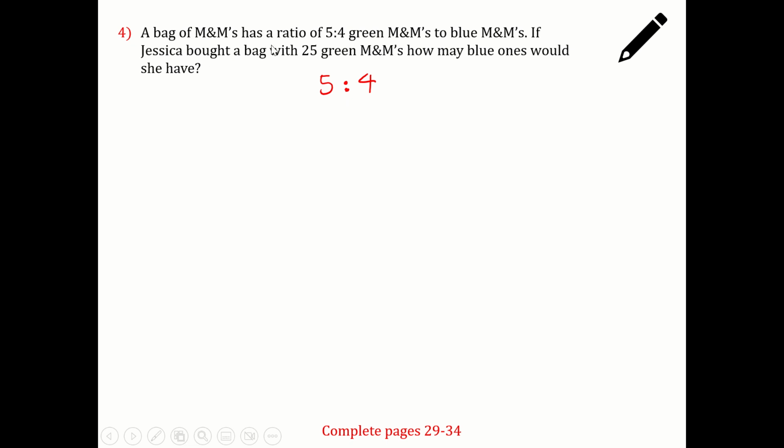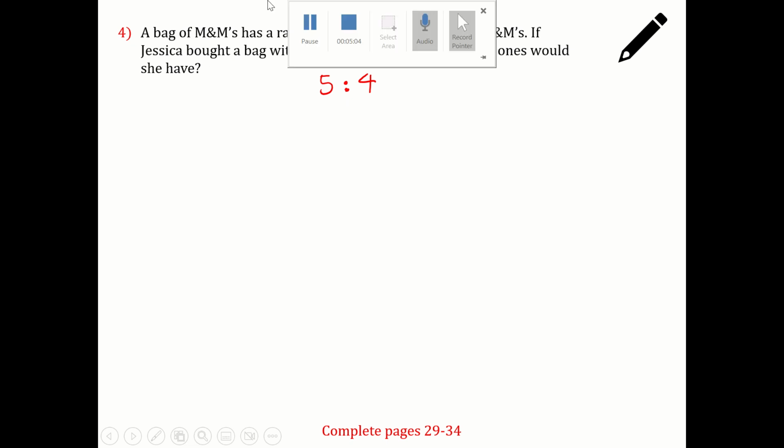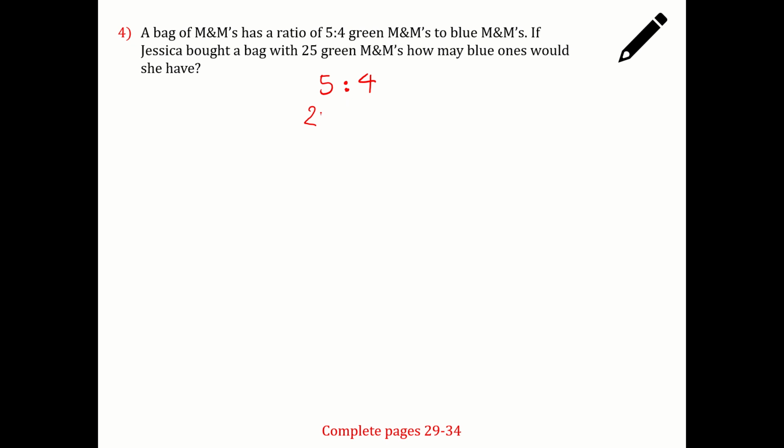So if Jessica bought a bag with 25 green M&Ms, it's going to go underneath the 5 because that's where the green M&Ms are. And we don't know how many blue M&Ms there are, so I'm just going to put an X there because we don't know what that value is. But we do know that the ratio needs to be equal. So to get from here to here, we have times by 5. So to get from there to there, I also need to times 5. 4 times 5 is 20, so there would be 20 blue M&Ms.